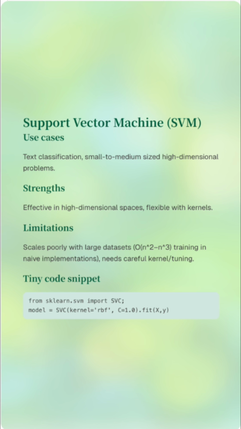Now, let's talk about support vector machines, or SVMs. They're often used for text classification and are especially effective on small to medium-sized, high-dimensional problems. The strengths of SVMs: they work really well in high-dimensional spaces and are flexible thanks to the use of kernels. But here's the catch. SVMs don't scale well to very large data sets, and they require careful tuning of the kernel and parameters to get good results.